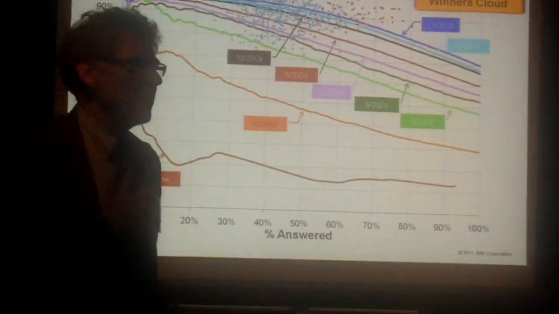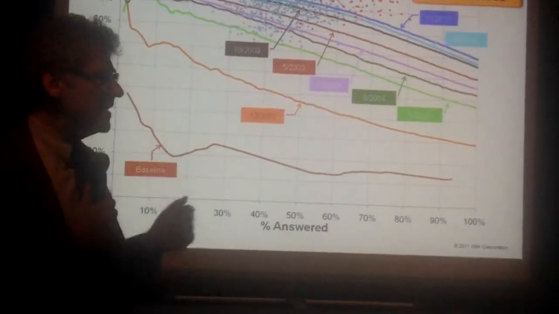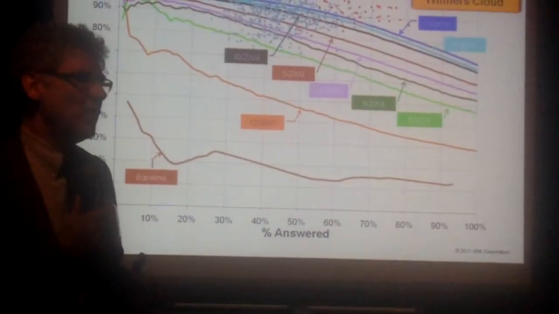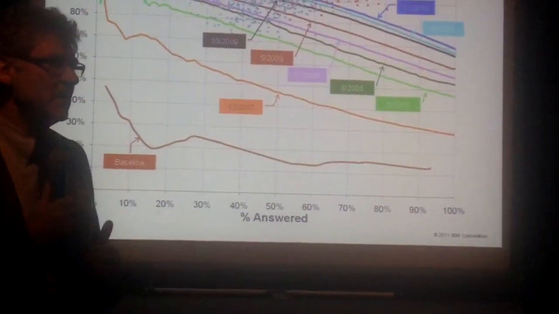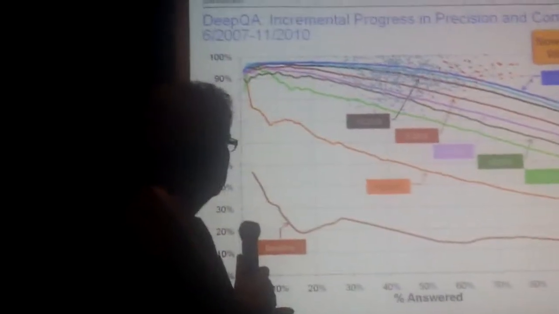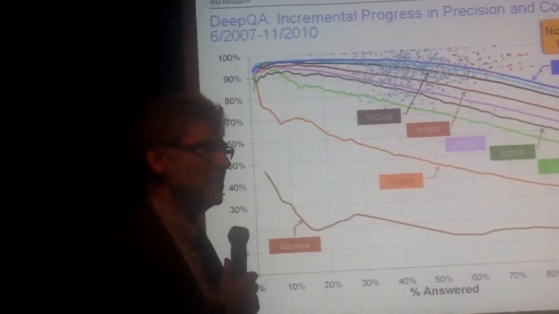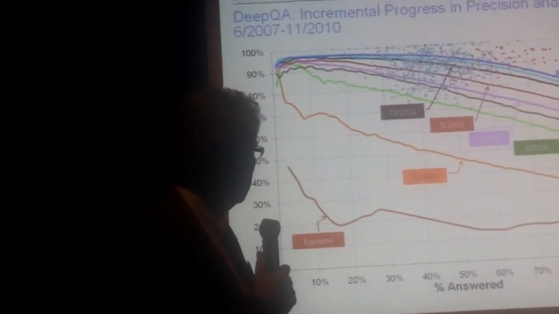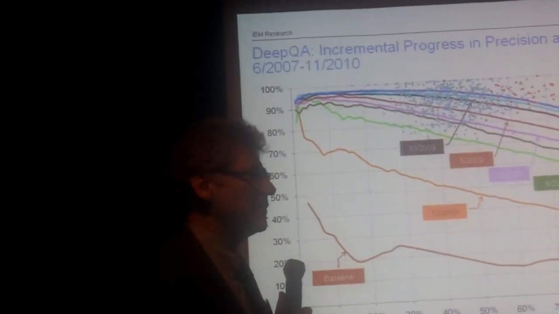Now, remember that chart I showed you a few minutes ago? What I've added to this chart is the performance of Watson as measured at intervals during the last few years. And you'll see its progression from being in December of 2007. There's that orange line, which is considerably better than the first system.